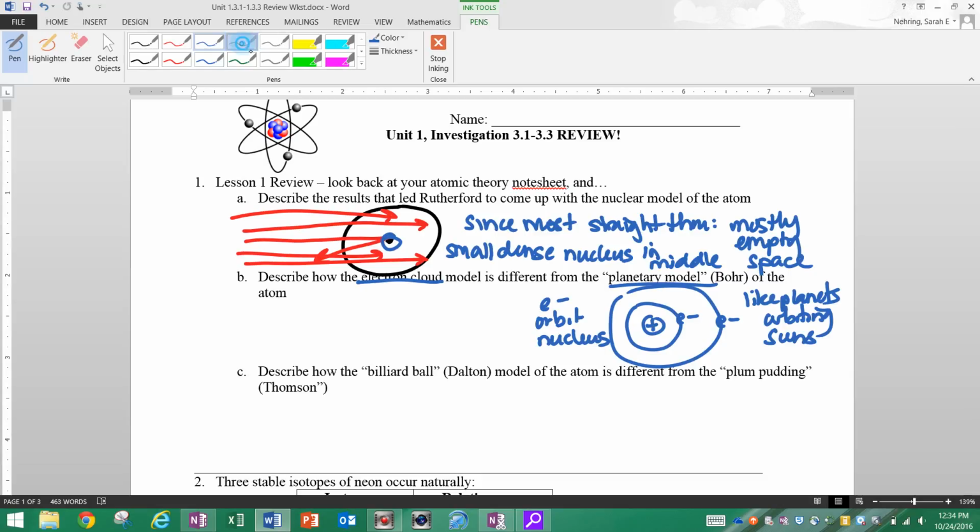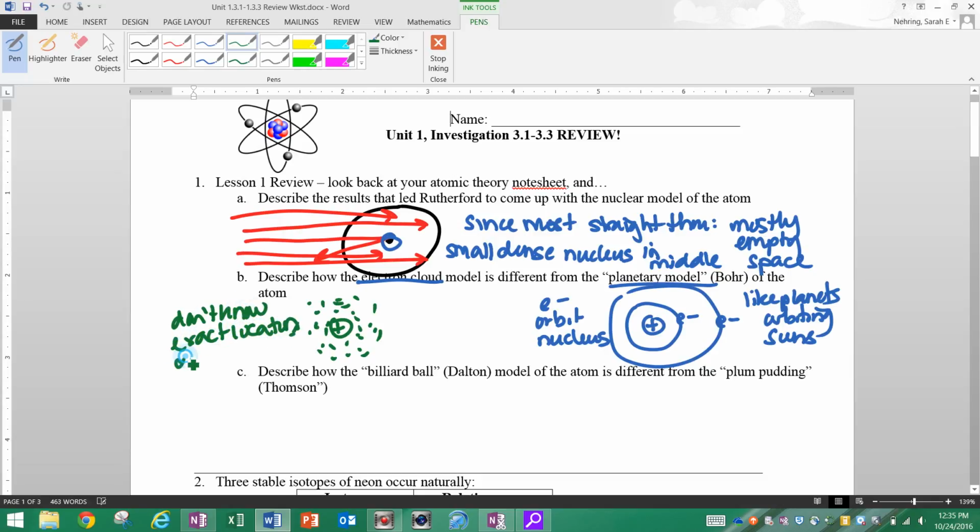Versus the electron cloud model, the idea there, remember this is like what our popcorn demo was. We had all these dots that represented the likely place where electrons might be. So in this model, we don't know the exact location of an electron. We have this probability cloud. And so these electron clouds represent a place in which an electron might be. We don't know exactly where it is.